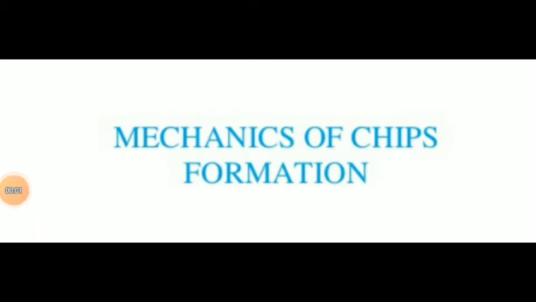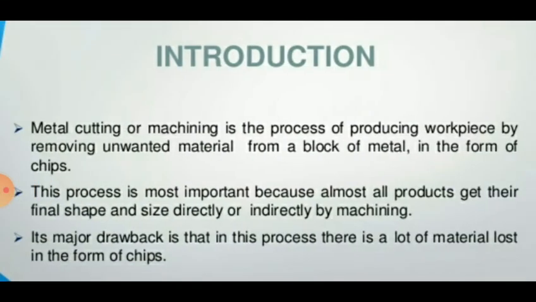Good morning. Today we will discuss the mechanics of chip formation. Now, metal cutting or machining is the process of producing a workpiece by removing unwanted material from a block of metal in the form of chips. This process is most important because almost all products get their final shape and size directly or indirectly by machining.